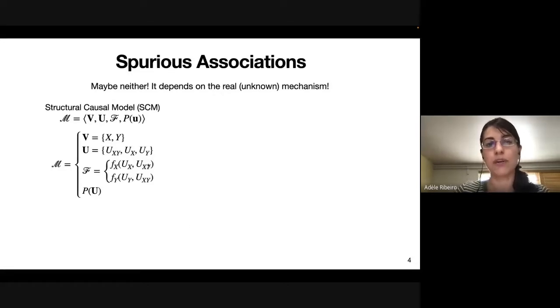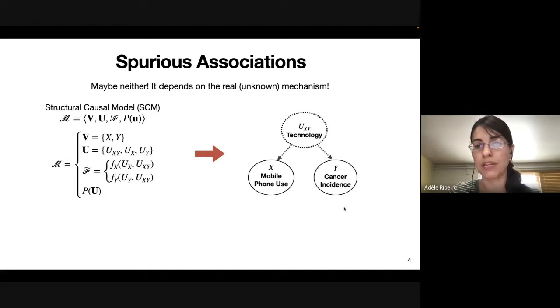For example, we usually have in mind a structural causal model. The structural causal model is just the data generating model, something that generates the data. Suppose that we have two variables, x and y, and also some unobserved variables that we are calling u. All these u's are unobserved. We don't observe these values. Maybe I should show the graph. Suppose that x is the mobile phone use, and the use of mobile phones is actually a function of this unobserved variable called technology.